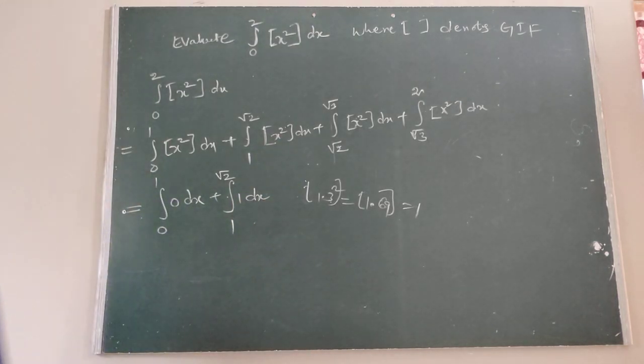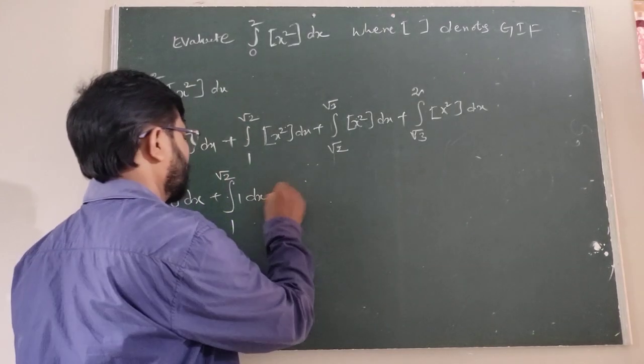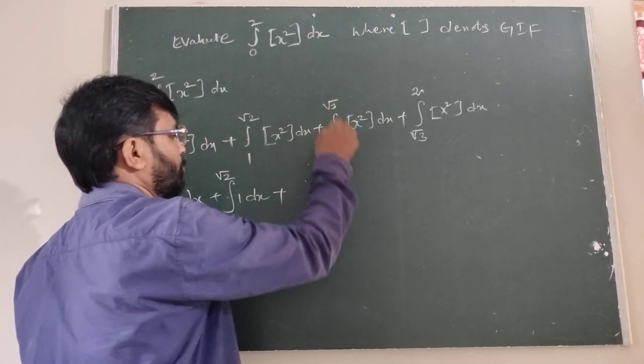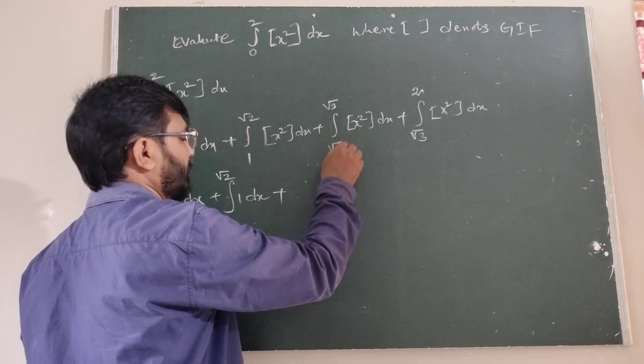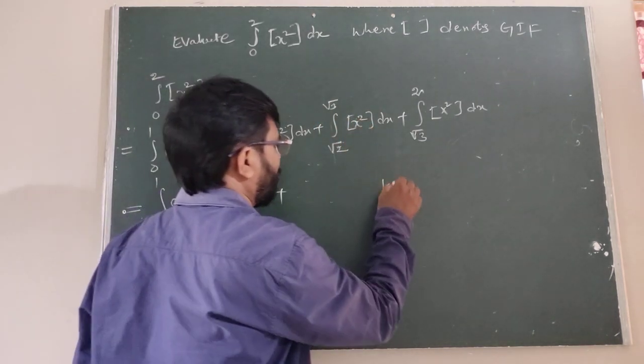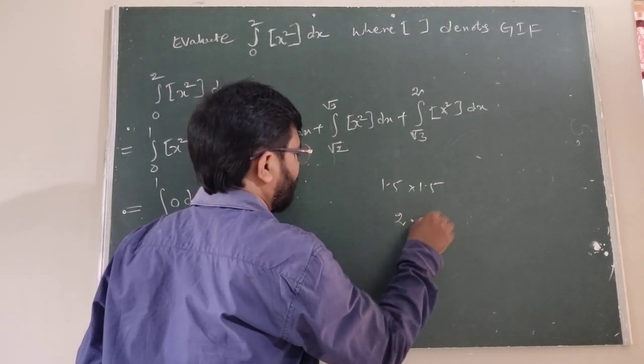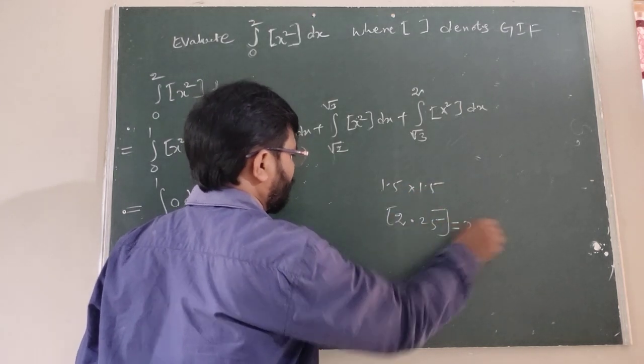1 dx. After that root 2 whole square. Here we got root 2 is 1.4, this is 1.7. Suppose if you are taking 1.5 into 1.5, now this is 2.25, its step is 2.